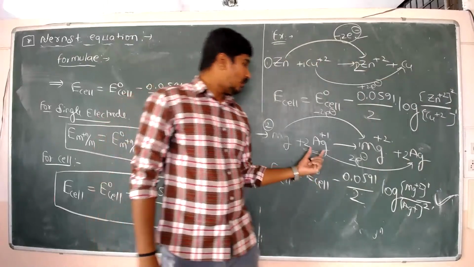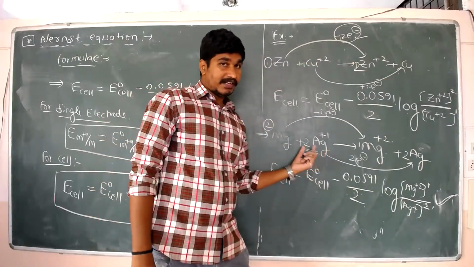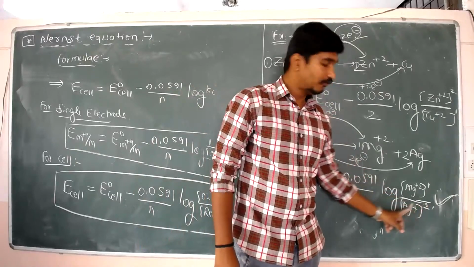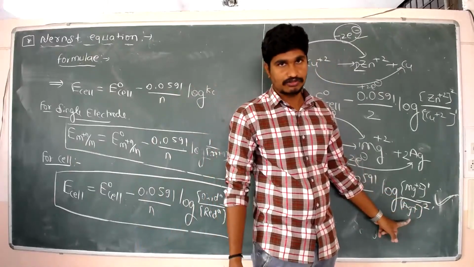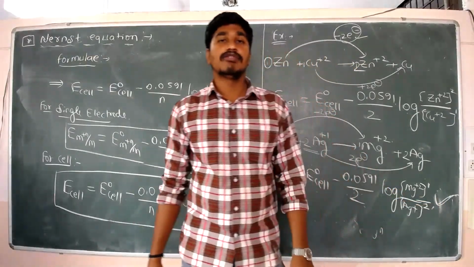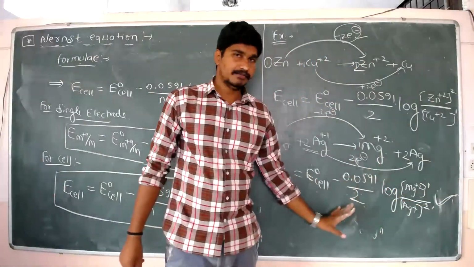Correct? Here, how many Ag plus ions are involved in the reaction? 2. Therefore, here I have to write Ag plus to the power 2. If you write 2 Ag plus, it will be wrong. You should write it as Ag plus to the power 2. I already told you how to write the Kc. It is the same. Correct?